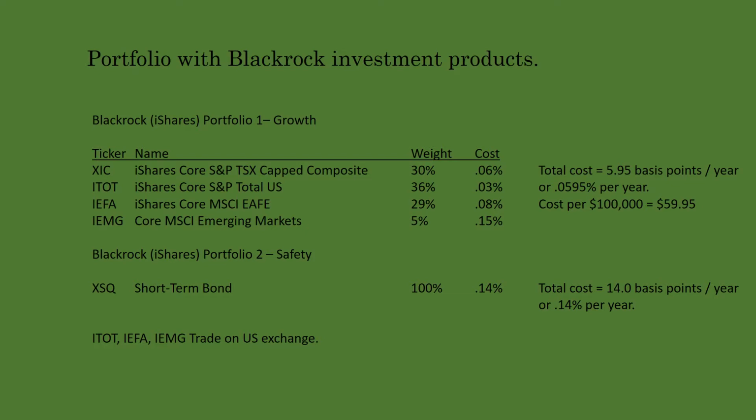I won't go through the Blackrock portfolio, you can see it for yourself. I use $100,000 as a nice, large, round number to illustrate the portfolios, but you could build this portfolio with as little as $20,000, maybe $25,000.